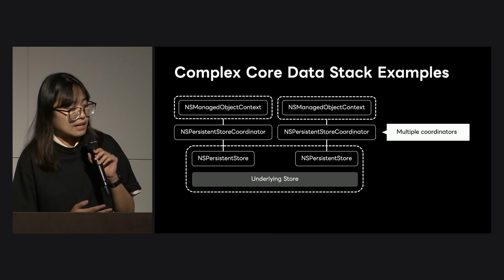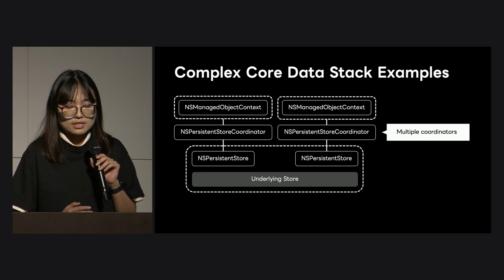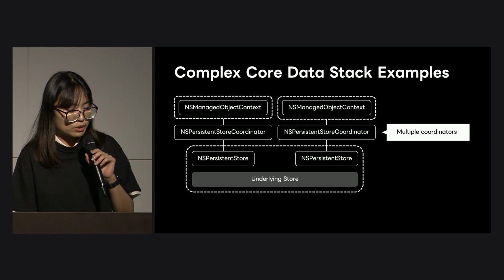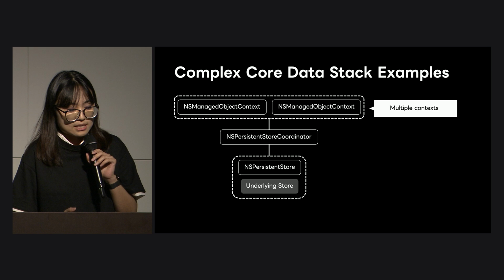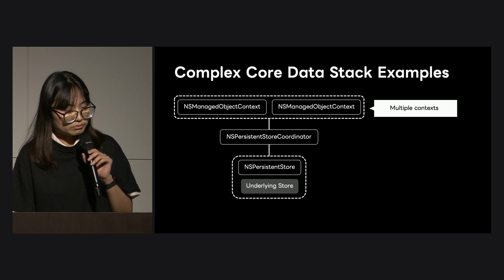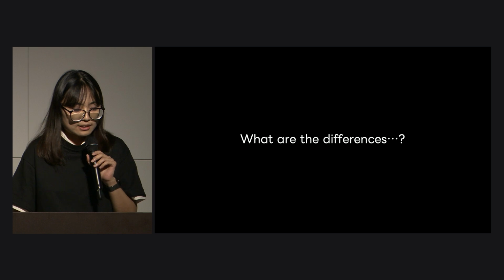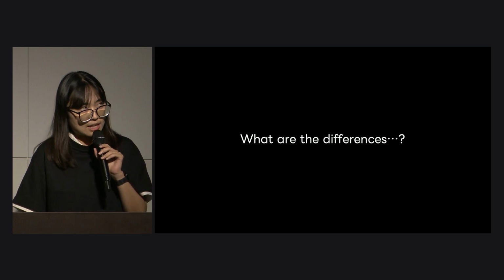Let's go back to the stack again. Beyond the basic one, we can build countless different stacks if we want. For example, we can create a stack with multiple coordinators, or multiple contexts on the same coordinator. After reviewing several core data stack types, you might be wondering, what are the differences between them?